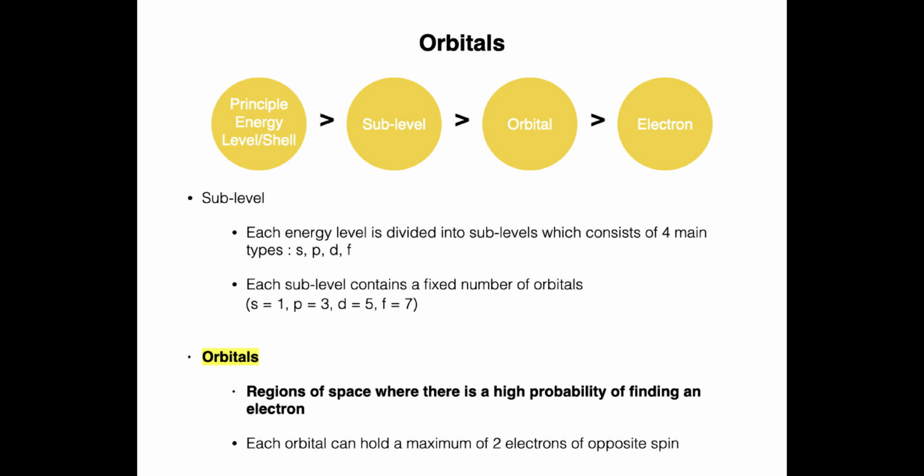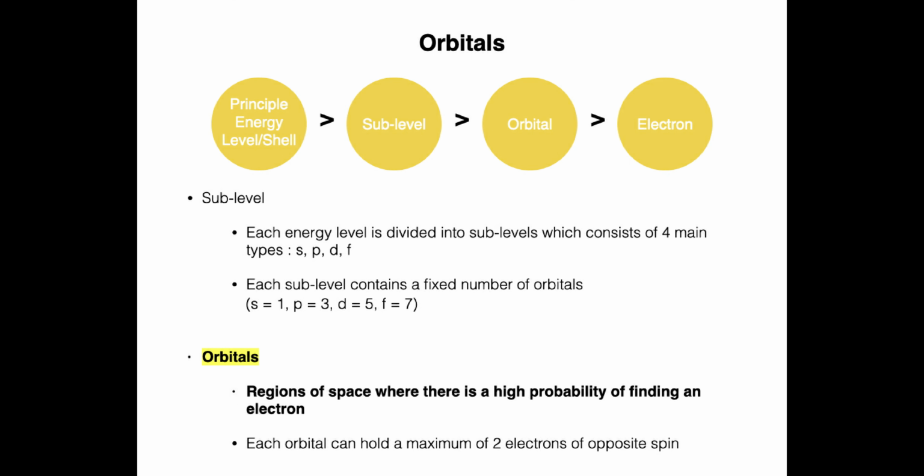First, we all know what energy levels are. We say that electrons are found in these energy levels. However, we can divide these energy levels into sublevels. Each energy level is divided into sublevels, which consist of four main types: S, P, D, and F. And these sublevels contain a fixed number of orbitals.